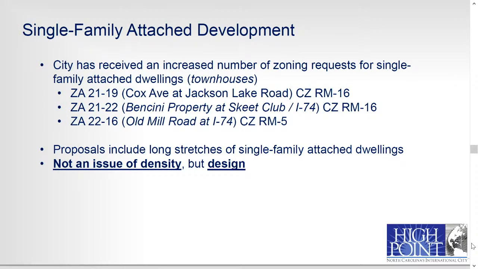There's at least 3 big areas. There's a subdivision down at Cox Avenue and Jackson Lake Road. There's the Bensini property that's at Skeet Club and I-74 on the northwest corner there, and then one at Old Mill Road. These are all zonings that have come through recently. And what staff has seen on the site plans and kind of preliminary drawings is that there's a lot of long stretches of attached housing.